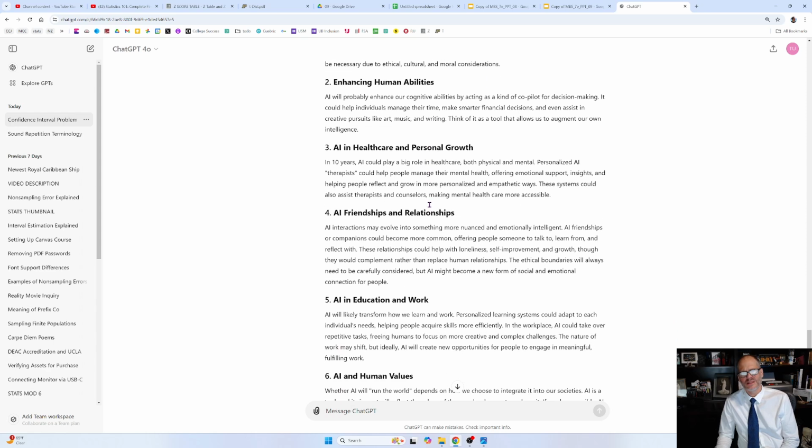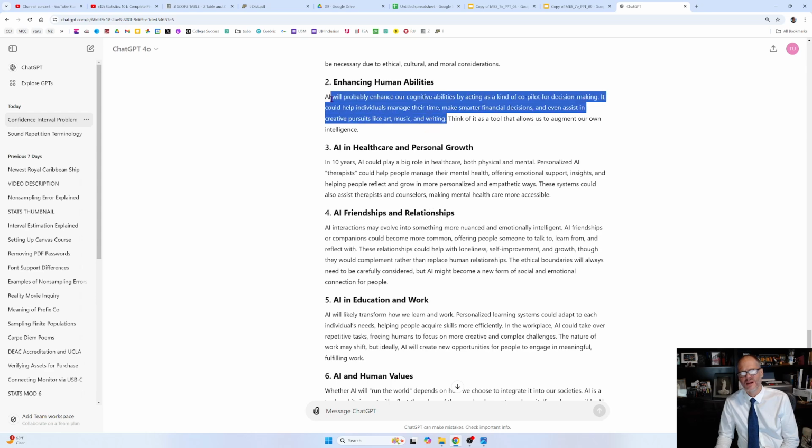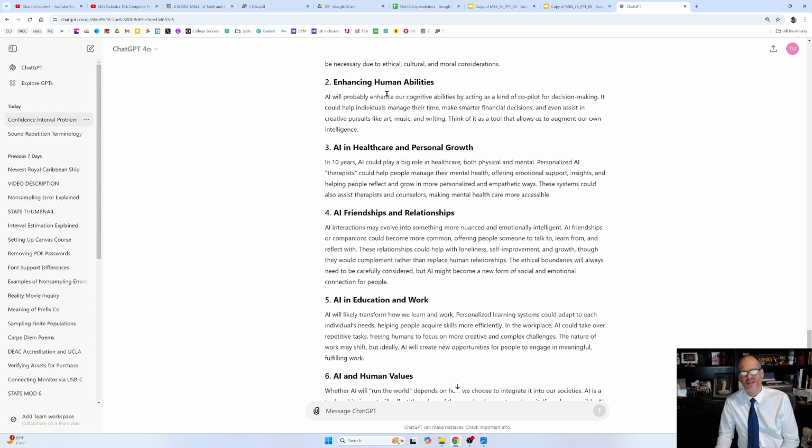Enhancing human abilities. AI will probably enhance our cognitive abilities by acting as a kind of co-pilot for decision making. It could help individuals manage their time, make smarter financial decisions, and even assist in creative pursuits like art, music, and writing. Unbelievable. Just reflect on that. It's going to enhance our cognitive abilities. It's going to be a co-pilot for decision making. It'll help individuals manage their time.